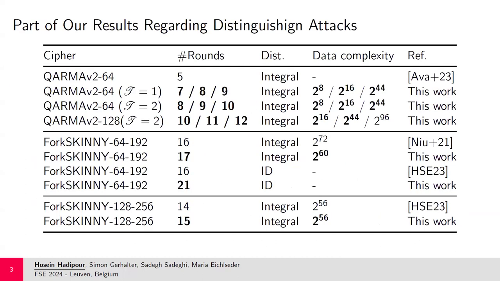For example, this table represents only part of our results regarding distinguishers. As you can see, we improved the integral distinguisher of Kuznyechik by 7 rounds.